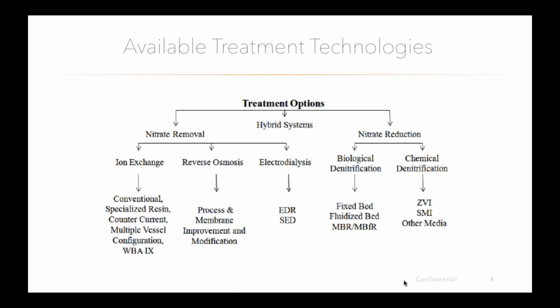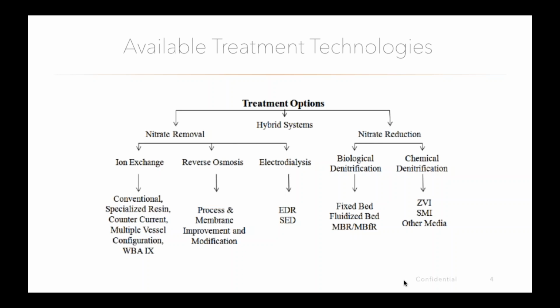When you look at treatment technologies that are available to us outside of blending, we classify them into two basic categories. You've got nitrate removal technologies and nitrate reduction technologies. And as similar as these sound, fundamentally, they're very different. Nitrate removal technologies refer to physical and chemical processes, which have been ion exchange and reverse osmosis. The reason we classify these as nitrate removal technologies is that these two processes, even though they're the common technologies used today, don't actually reduce or destroy nitrate.